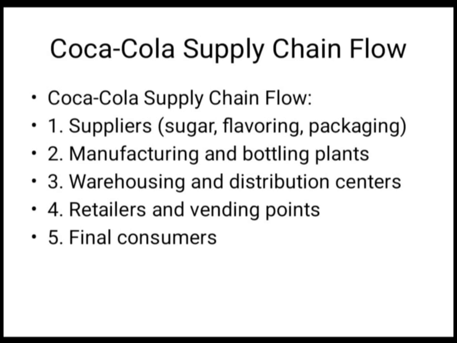So, next, warehousing and distribution centers. They use centralized planning to ensure consistent supply and quality. Number 4 is retailers and vending points. They operate under decentralized market strategies to fit local preferences. So, final customers receive the product that balances global quality standards with local tastes. So those are the topics about the Coca-Cola supply chain flow.